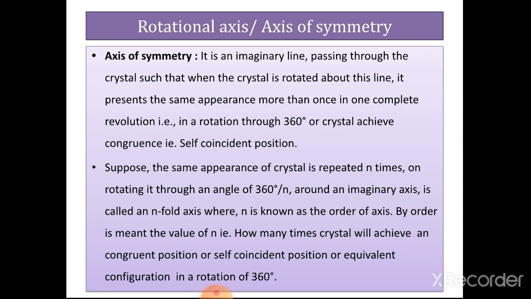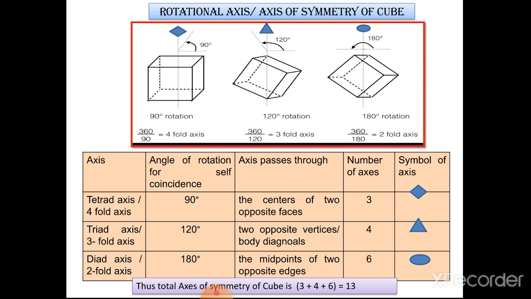For example, let us see the rotational axis in the case of a cube. The first diagram shows that if we rotate the cube about a vertical axis passing through the center of two opposite parallel faces, then in one complete rotation of 360 degrees we get four positions. That means after each 90-degree rotation, the cube is brought into its self-coincident position, which is also called a congruent position.